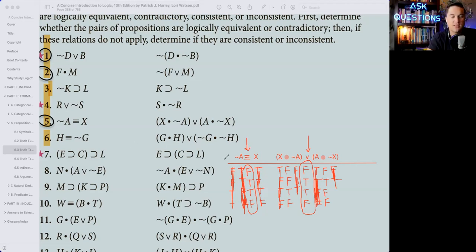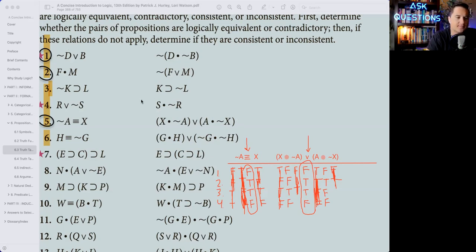By the way, if two statements are logically equivalent, then as long as neither of them are self-contradictions, they will be logically consistent, right? These two statements are logically consistent because there's at least one row, namely row 2 and row 3, where both statements are true. In row 2 and row 3, they're both true. And if it's possible for both statements to be true at the same time, they are logically consistent.